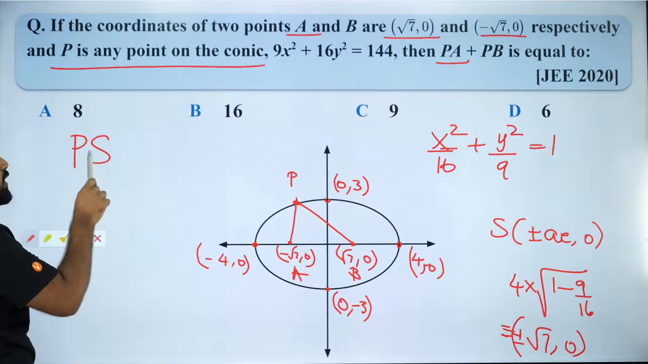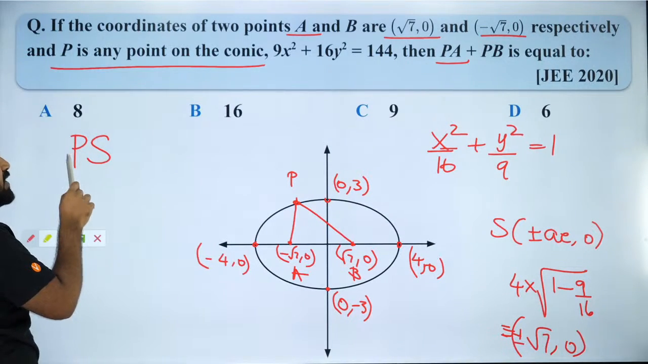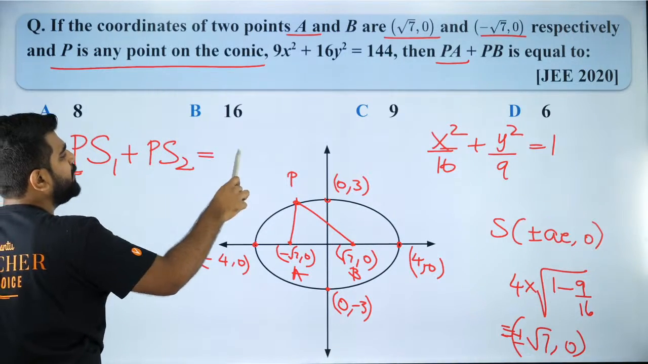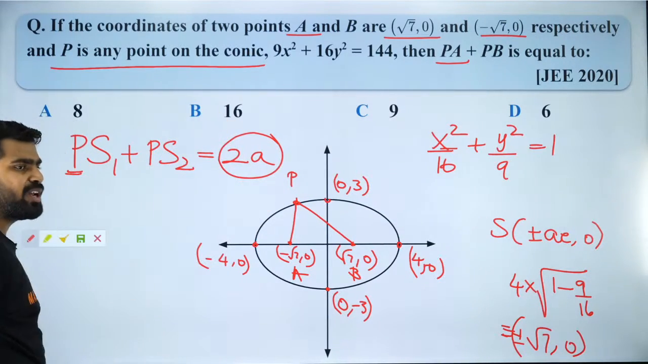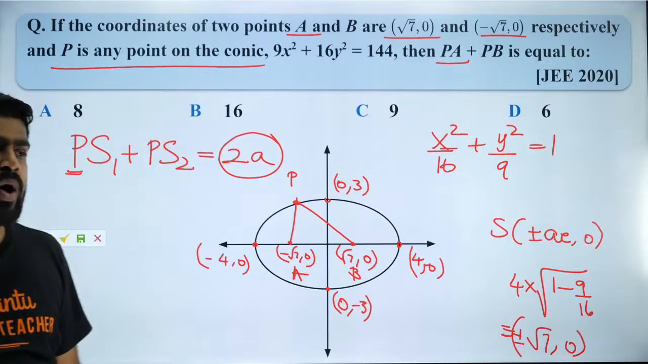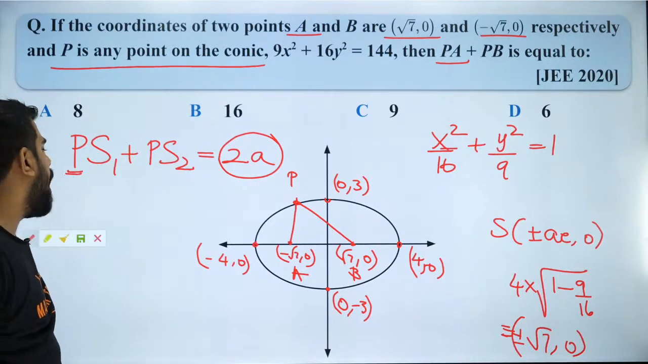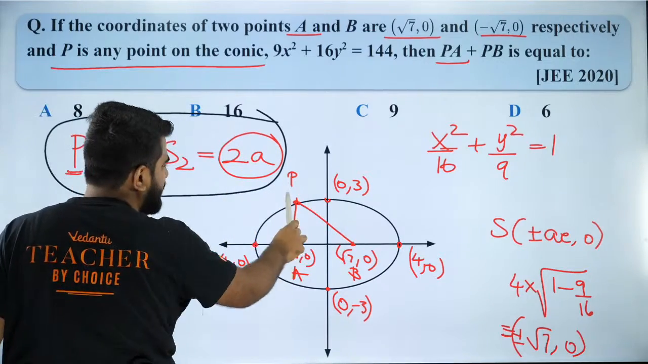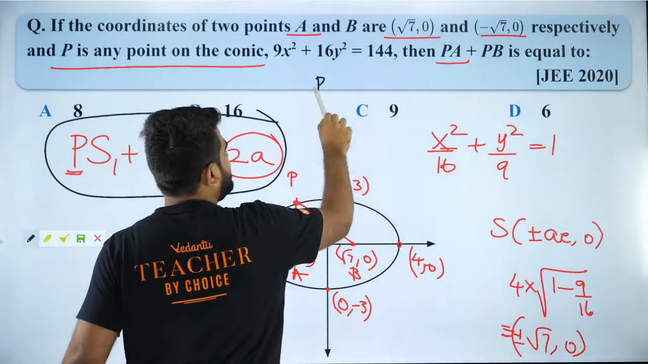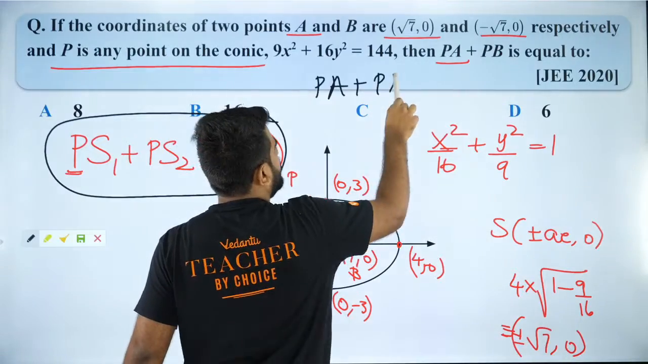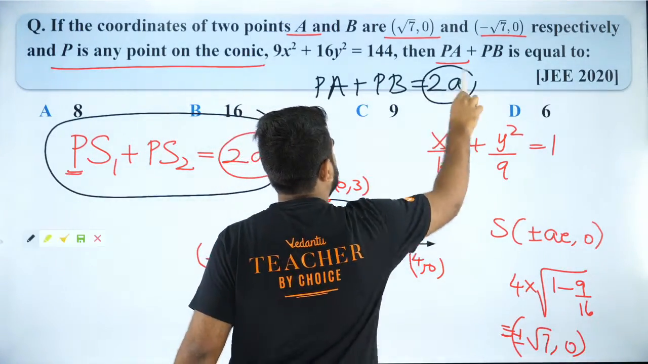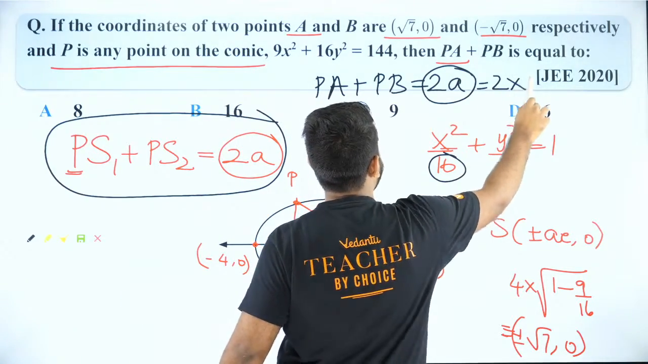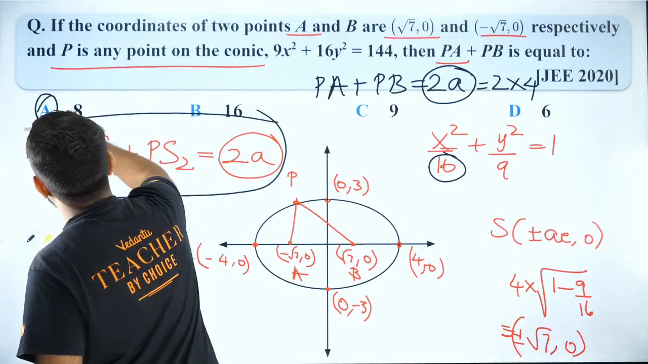What is the alternative definition of an ellipse? Ellipse is a conic section such that the distance of a point on it from the foci, if I add it up, will always be a constant 2a. I'm sure everybody knows that. PS1 plus PS2 is equal to 2a is the alternative definition for an ellipse. So what is PA plus PB? PA plus PB is equal to 2a because A and B are nothing but the foci. So what is a? a is 4, na? So 2 into 4 will be equal to 8. So that is my answer, my dear students.